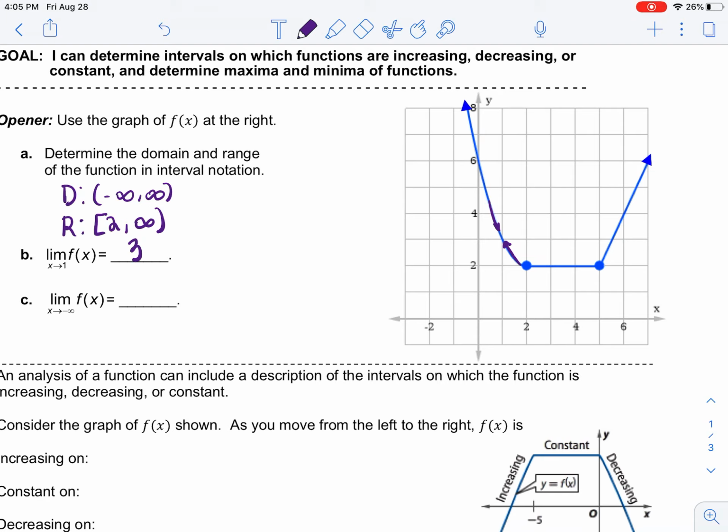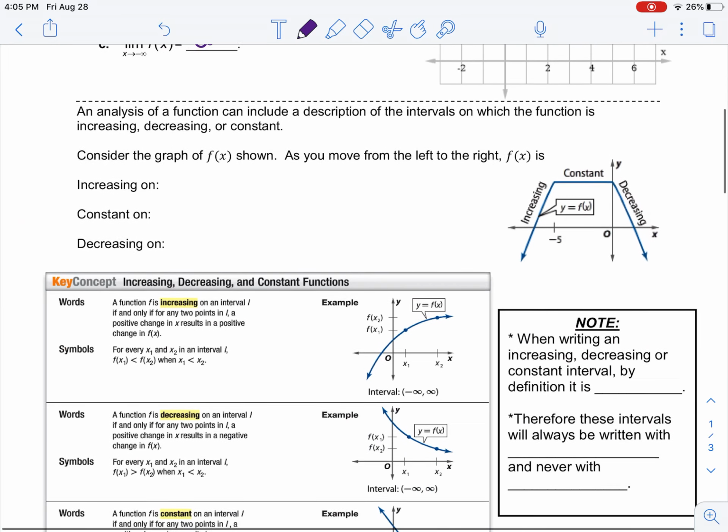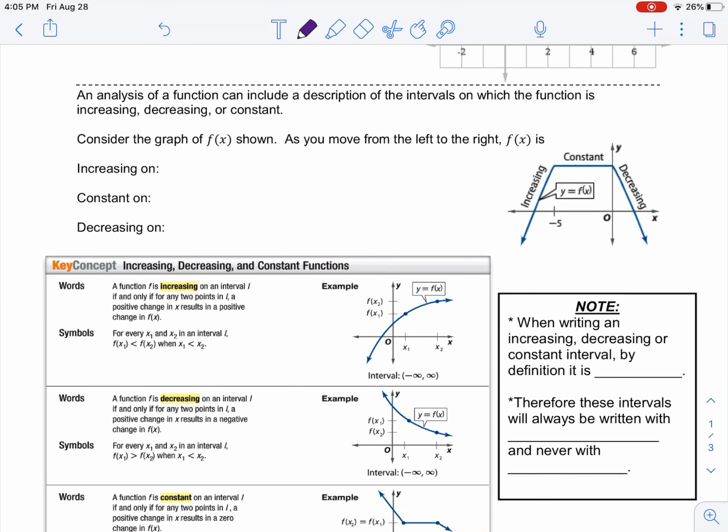Last one, the limit as x approaches negative infinity. Remember, that's talking about end behavior, and that's as my x values are getting smaller. So as my x values are getting smaller, what's happening to my y values? They're getting bigger and bigger and bigger, so that's infinity. Okay, on to the new material.